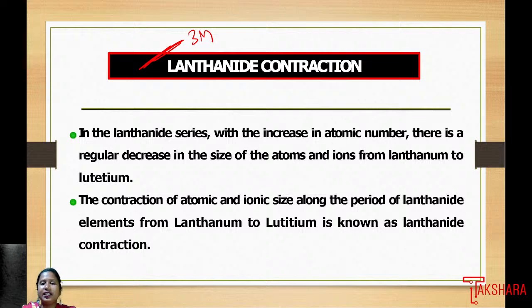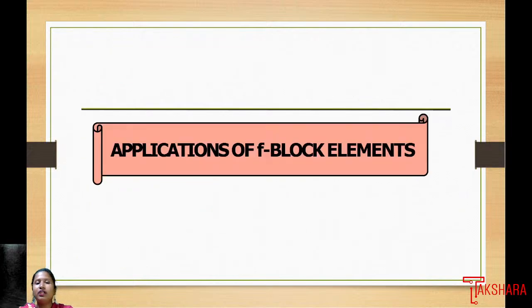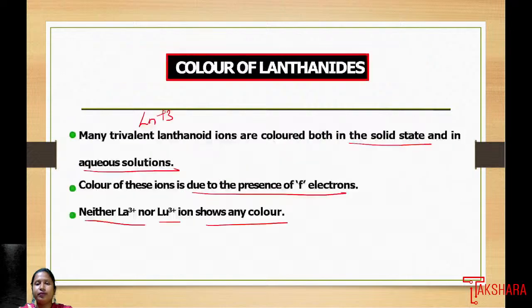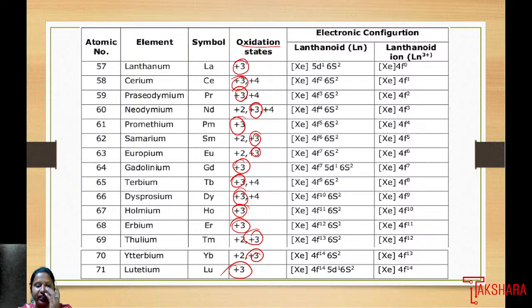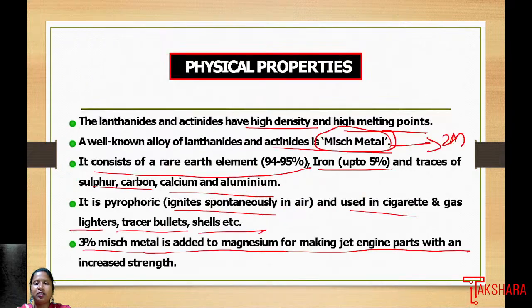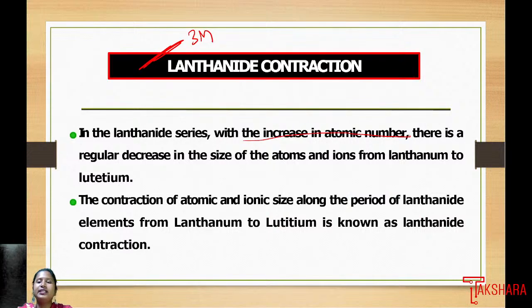So in the lanthanide series, with the increase in atomic number... sorry, not 71. Whatever the lanthanides are, see from 57 to 71. From 71 actinium will start. So 57 lanthanum, cerium, praseodymium, and neodymium, then promethium, etc. Whatever the lanthanide elements are present, with the increase in the atomic number there is a regular decrease in the size of the atoms.